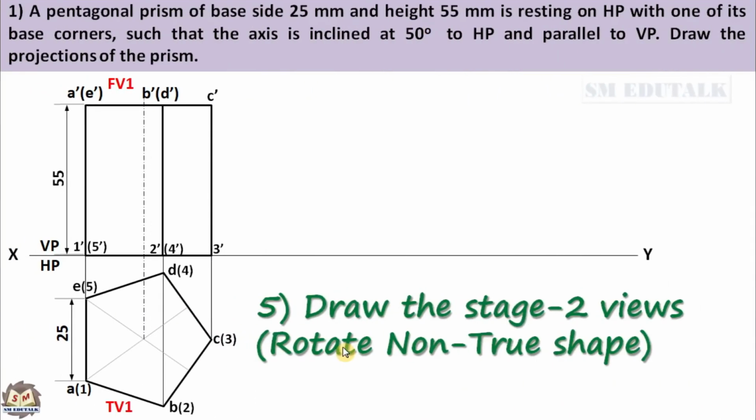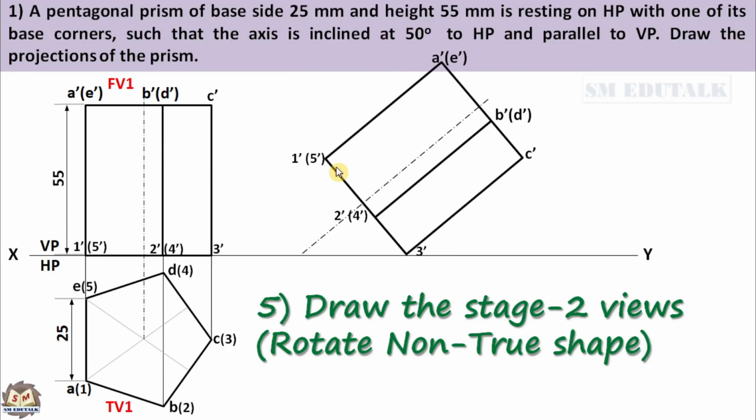Now let us see how to draw front view and top view in stage 2. It is given that the axis of the prism is inclined at 50 degree to HP. So when you rotate the non-true shape, that is front view of stage 1, you will get stage 2's front view. Front views of both the stages are same in shape and size except orientation. That is, here the object's axis makes 90 degree with the XY line, but here the object axis makes 50 degree with XY line. Okay, how to draw the front view of the second stage?